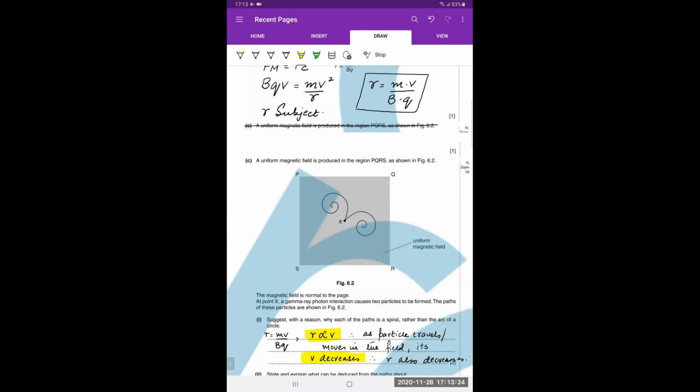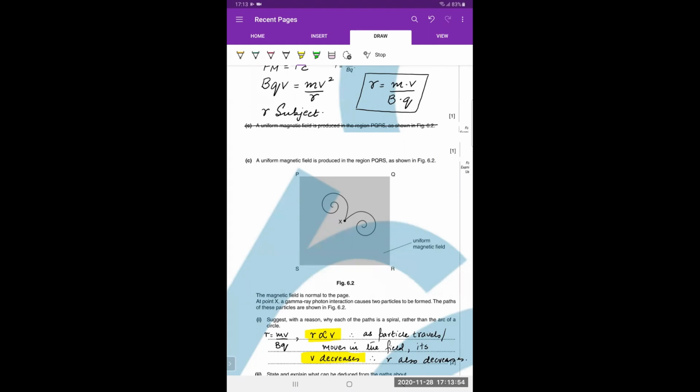Moeed asked, why does the velocity decrease, sir? Any particle traveling can experience a resistive force, right? And that resistive force can eventually cause the velocity of the particle to reduce. So any moving particle, if it experiences some kind of a resistive force, then the presence of the resistive force will cause its velocity to reduce. Okay? So as the particle travels or moves, its velocity decreases.